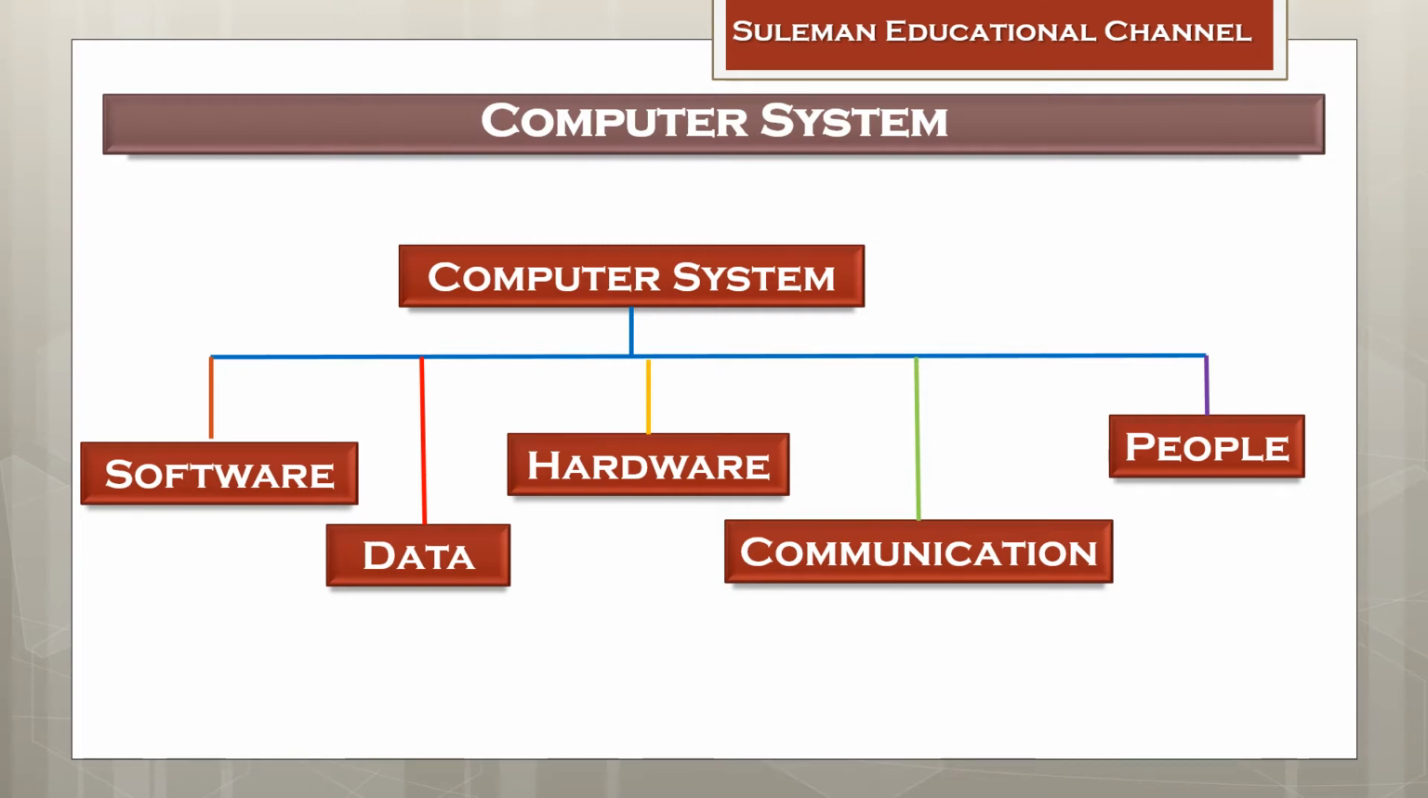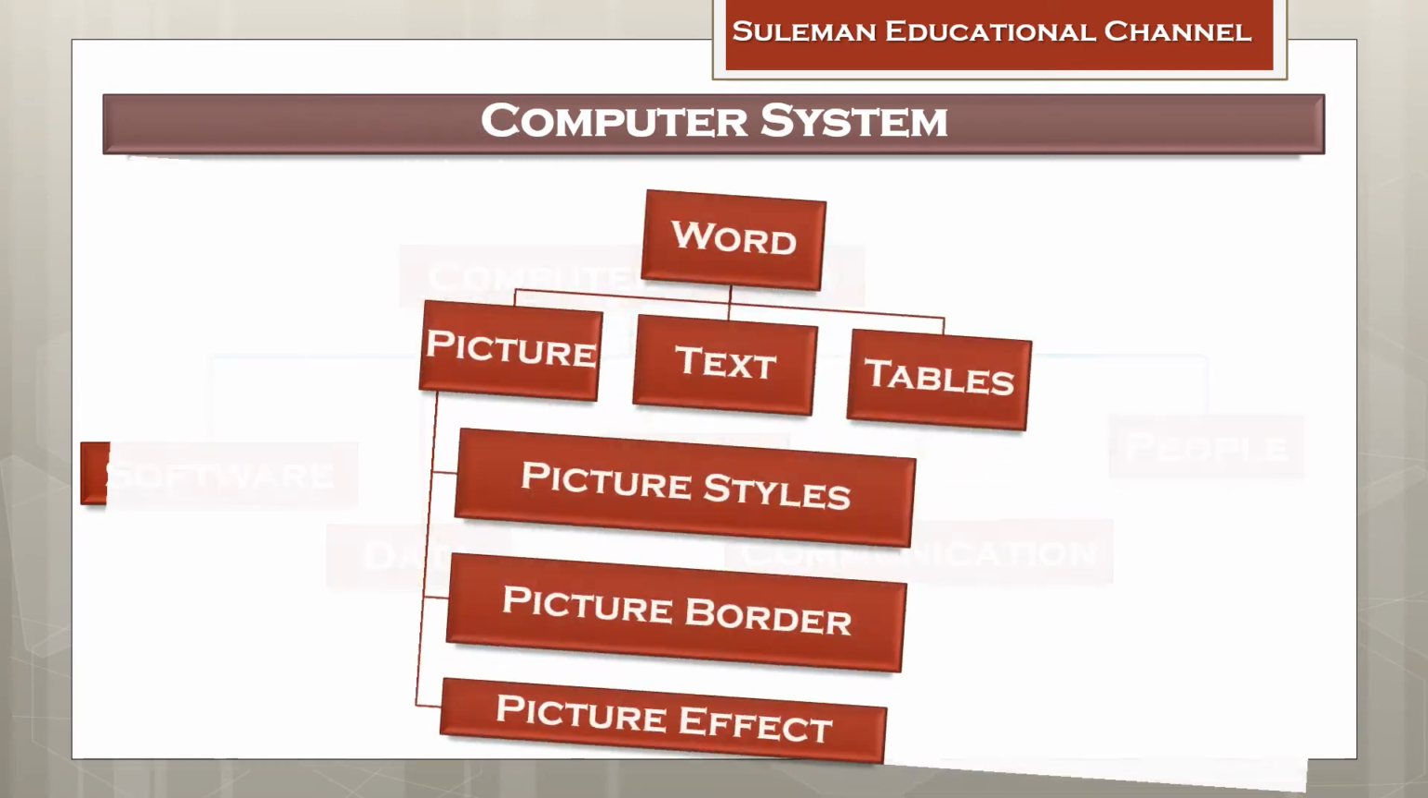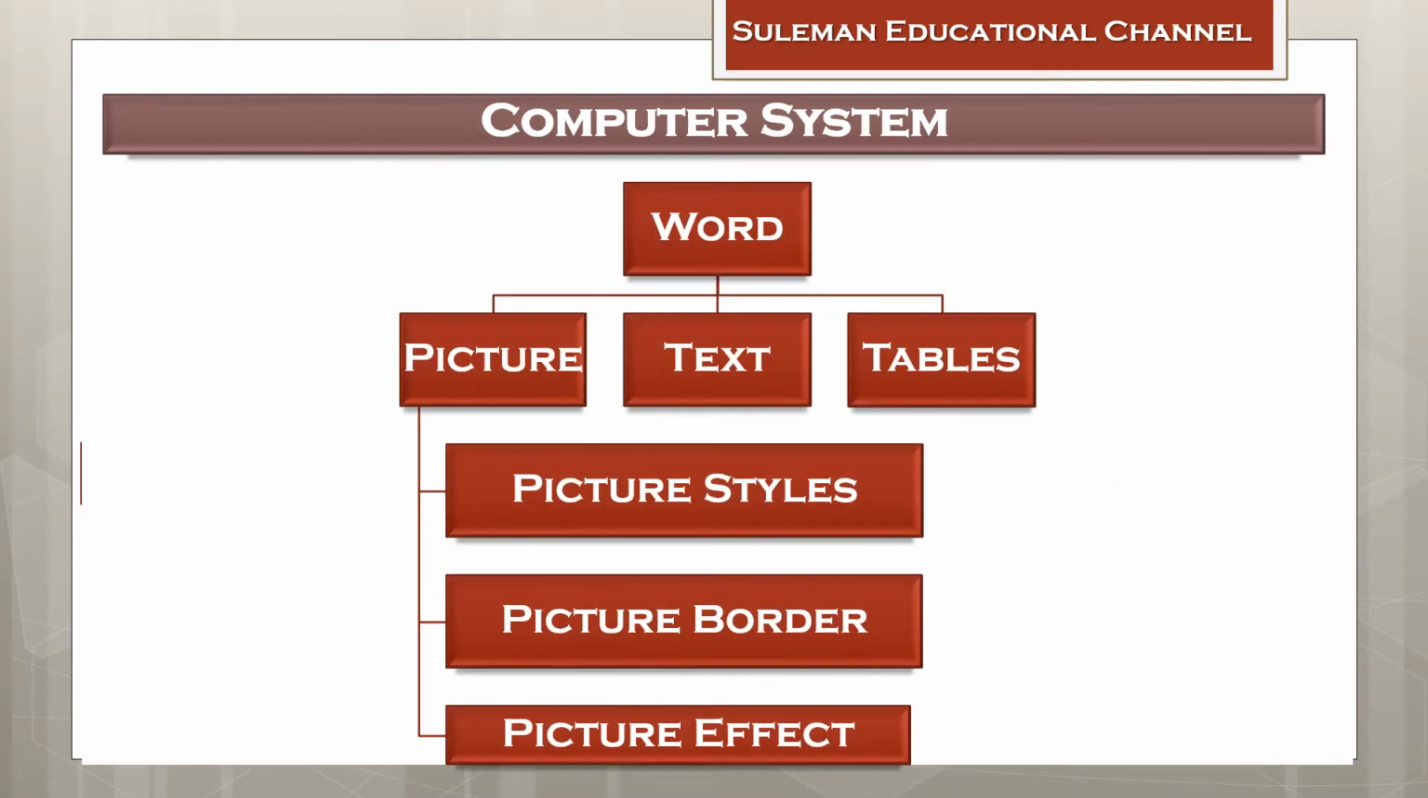So a single software is made up of many subsystems which perform different tasks. For example, in Microsoft Word, we can add text, pictures, tables, etc. Pictures can be further divided into picture style, picture border, picture effect, and so on. So we can see that a single software is made up of many subsystems.